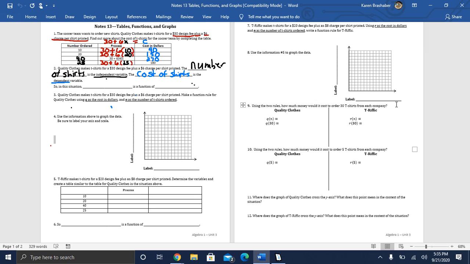And so we would say that the cost of the shirts is a function of, or you might also say depends on, the number of shirts.